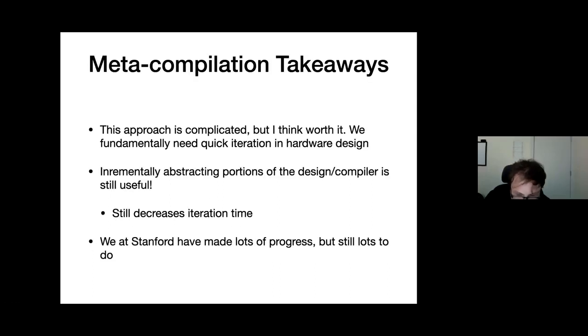So, final notes for at least the meta-compilation stuff. This approach is complicated, but I think worth it. We fundamentally need quick iteration in hardware design in order to move forward here. And incrementally abstracting portions of a manual design and compiler is still useful, because at the end of the day it will still decrease iteration time. The less you have to manually encode, the better, even if you haven't gotten all the way to pure generation. So we've made a lot of progress, but there's still lots to do.